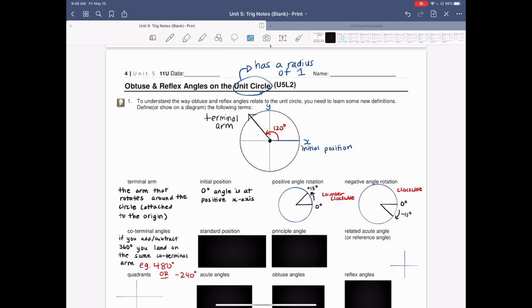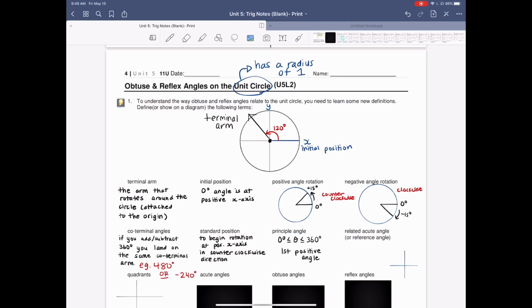Next, I have the standard position. It's to begin rotation at the positive x-axis in a counterclockwise direction. It's really similar to initial position, because initial position says 0 degrees is at the positive x-axis, so they're really kind of the same thing. The principal angle: by me drawing this 120 degrees, see how 120 degrees is in between 0 and 360? That means that is my principal angle.